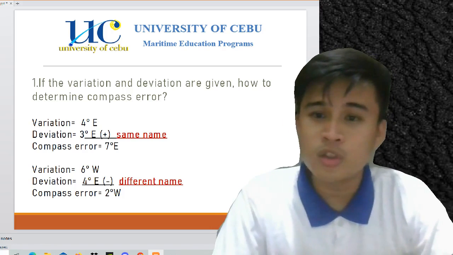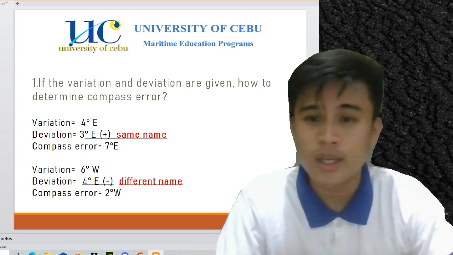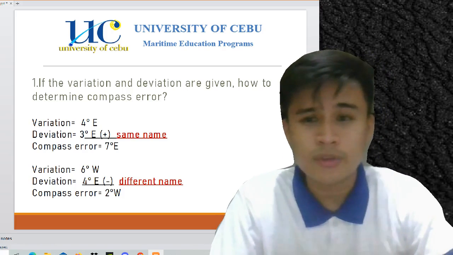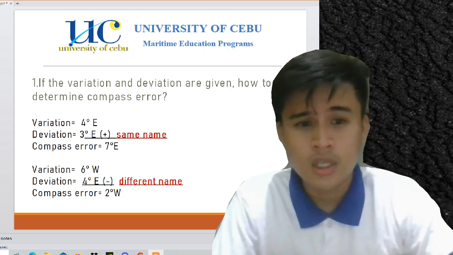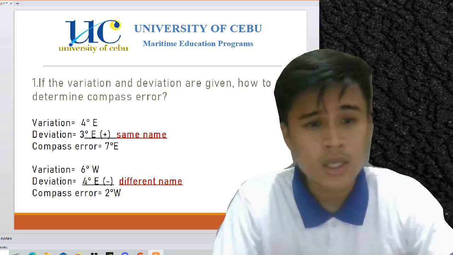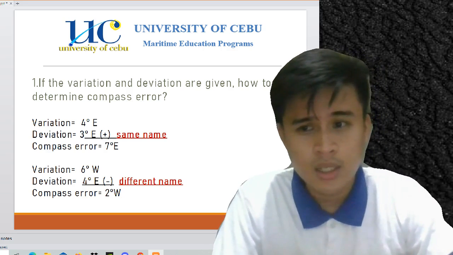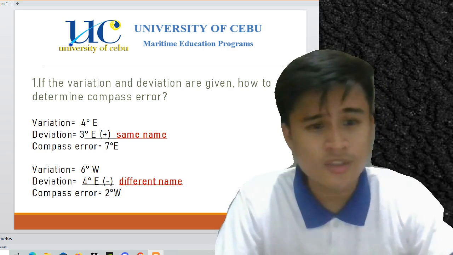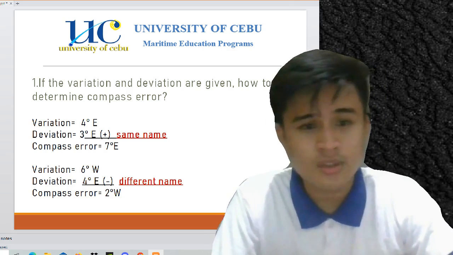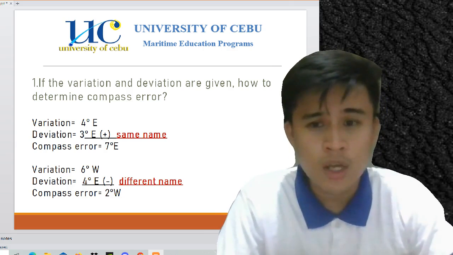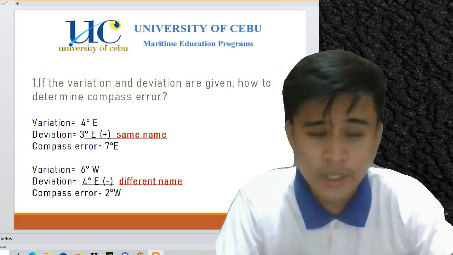Teo, and I'm here in front of you to discuss the topics that we had. So number one is, if the variation and deviation are given, how do you determine the compass error? In this example, the variation and deviation are given. You can simply add them if they have the same name to get the compass error. If they have different names, you can subtract, then follow the name that has the greater number.